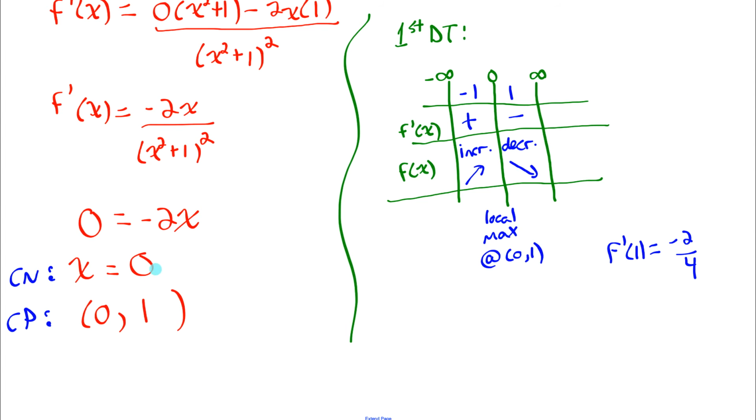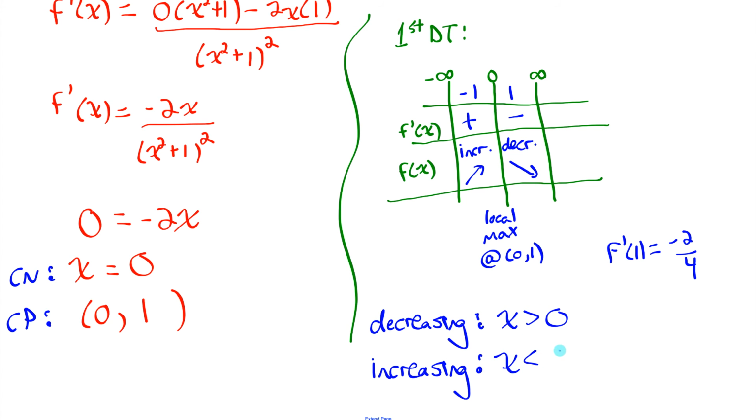It also says state the intervals of increase and decrease. So let's state that as well. When is this function decreasing? And when is this function increasing? And we have that in our table. Let's just write it down here. The function is decreasing when x is greater than 0 and increasing when x is less than 0.